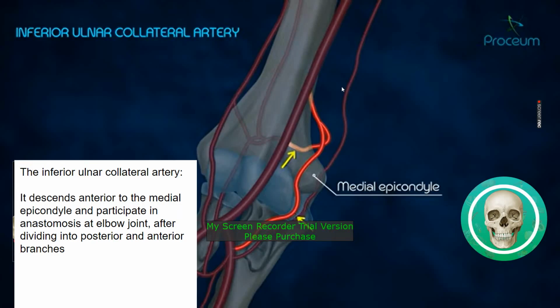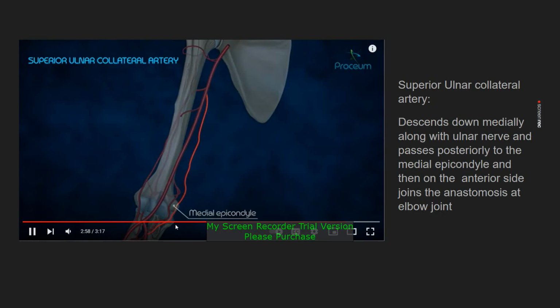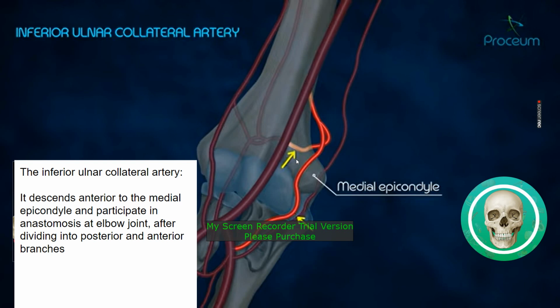And then the next branch given by the brachial artery, at the lower part of the humerus, is the inferior ulnar collateral artery. The inferior ulnar collateral artery descends anterior to the medial epicondyle. So you can see that the superior ulnar descended posterior to the medial epicondyle, but the inferior ulnar collateral descends anterior to the medial epicondyle, and it also enters the elbow joint and participates in the anastomosis, but only after it divides into two branches, the posterior and anterior branch of the inferior ulnar collateral artery.